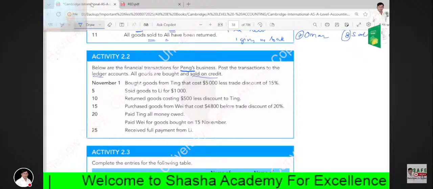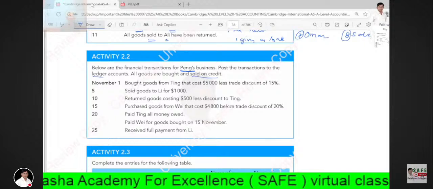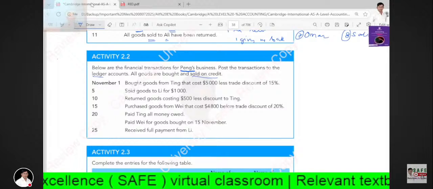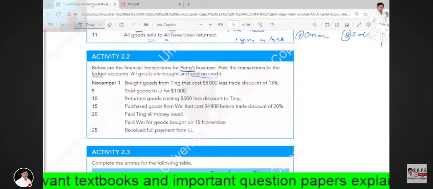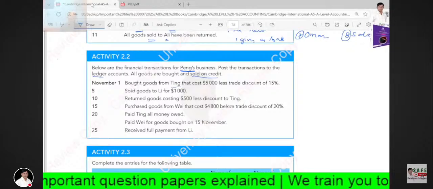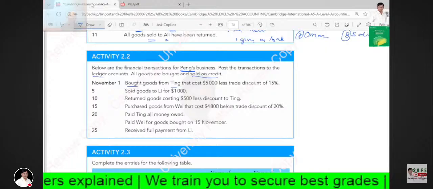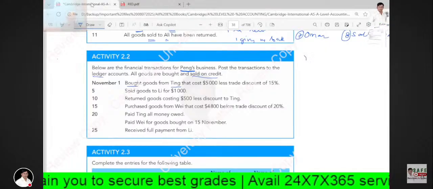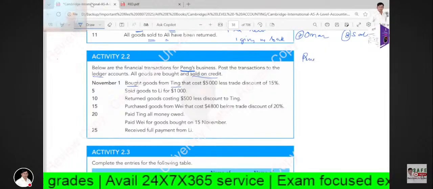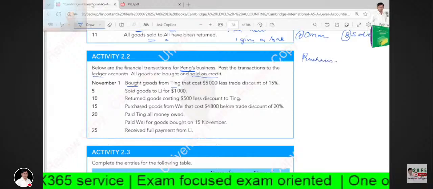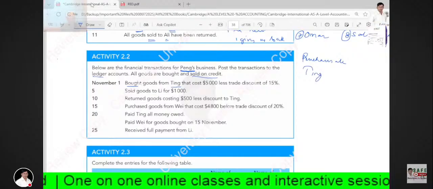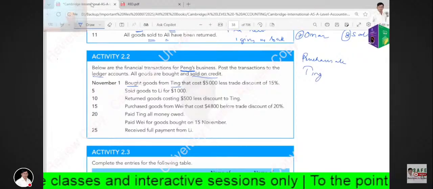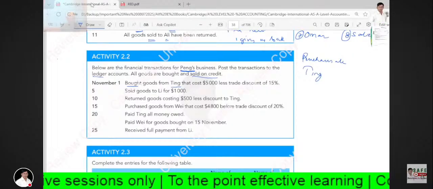Let us make the list of ledger accounts that we may have to create. Bought goods from Ting, so the purchases account and Ting account. Cost 5,000 less trade discount.